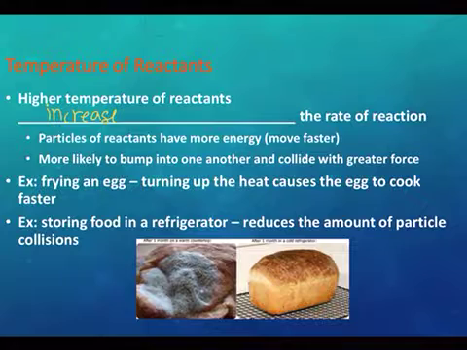So, for example, you put an egg in a frying pan and you turn up the heat, causes the egg to cook faster. The higher you turn the burner on, the faster the egg will cook. Also, the opposite, storing food in the refrigerator reduces the amount of particle collisions, so it slows down the rotting or decomposition process.